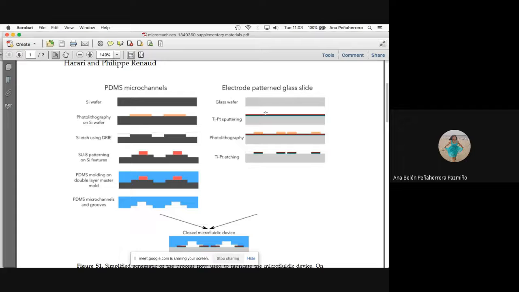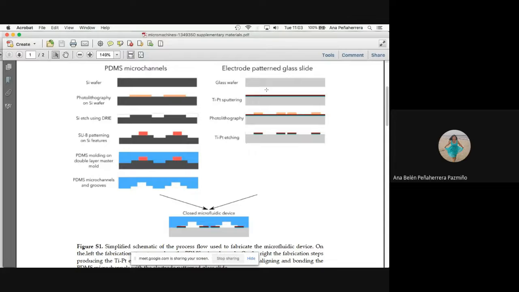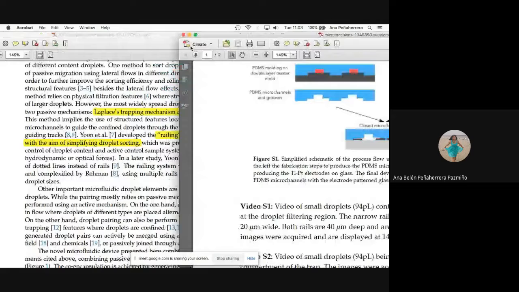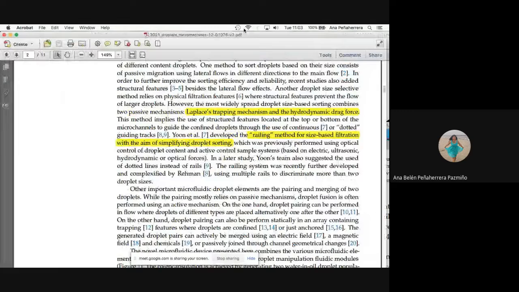And after that, on the glass, they are going to sputter titanium and platinum so that they produce these electrodes. So here you can see how the electrodes are located. And here the microfluidic device is assembled. So the electrodes are going to produce an electrocoalescence between the droplets.